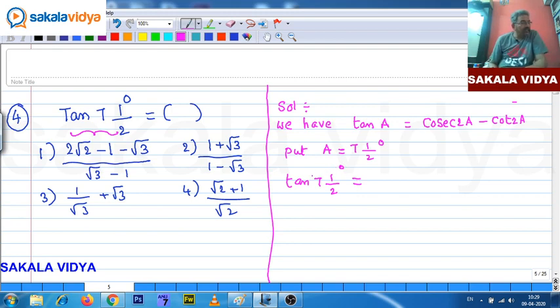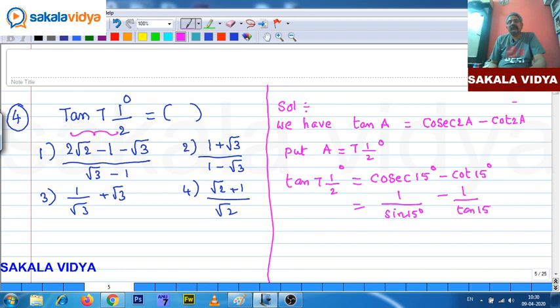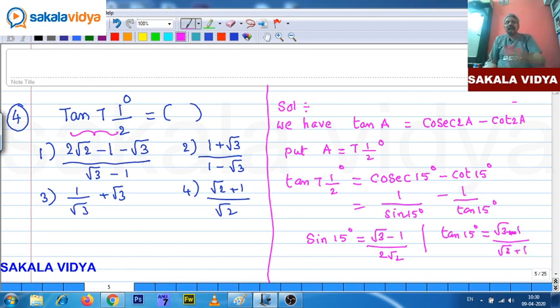Sine 7 and half, cos 7 and half, already discussed. Actually you get cosecant 2 into 7.5, that is cosecant 15 degrees, minus cot 15 degrees. This we can write 1 by sin 15 degrees minus 1 by tan 15 degrees. We have sin 15 degrees is equal to root 3 minus 1 by 2 root 2, whereas tan 15 degrees is equal to 2 minus root 3, that is, 1 by tan 15 is root 3 plus 1 by root 3 minus 1, or 2 plus root 3.